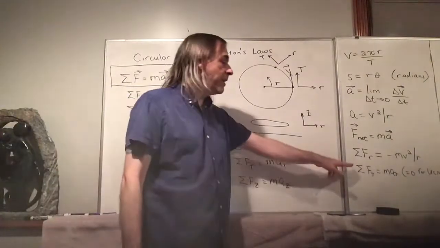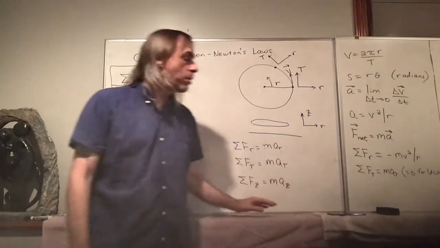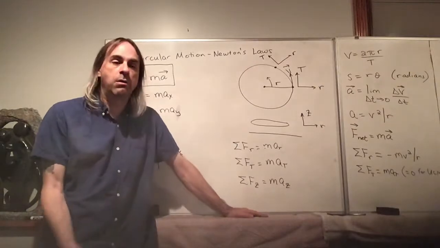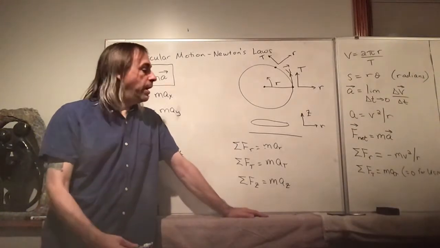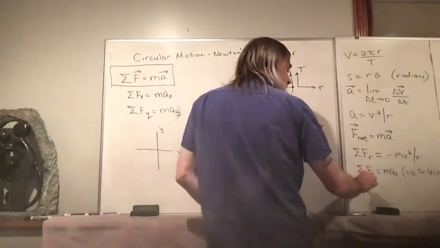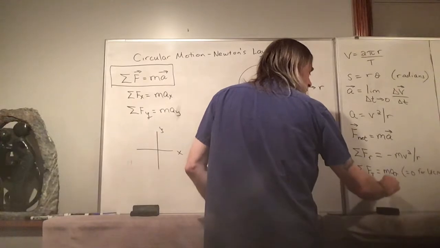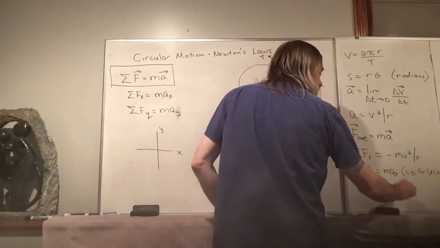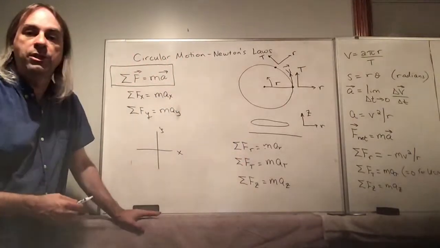So very often, in most cases, this equation, the net force in the tangential direction, is 0. We usually don't even bother writing that one down. And then, net force in the z direction equals mass times acceleration in the z direction. Again, very often that one's going to be 0.